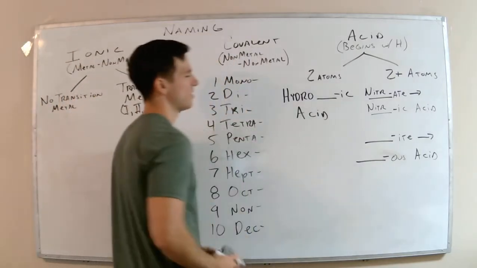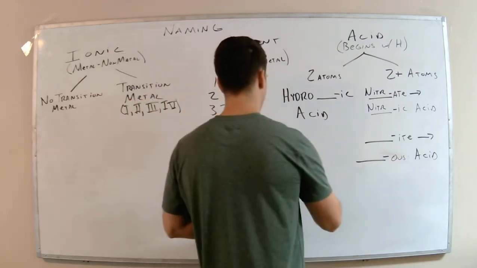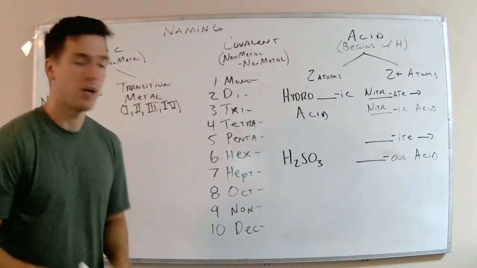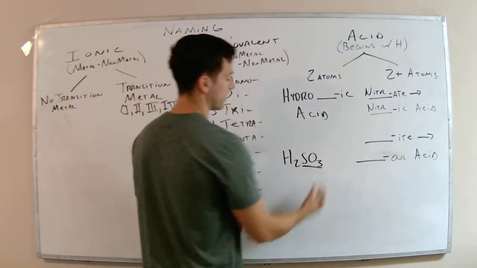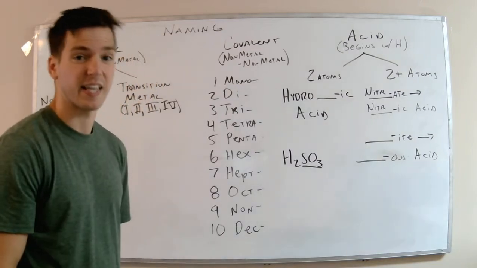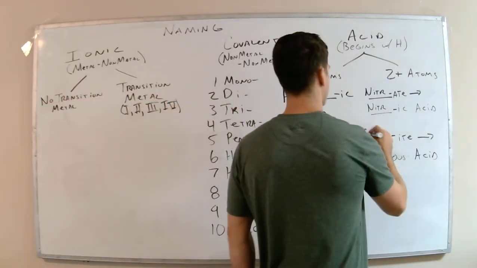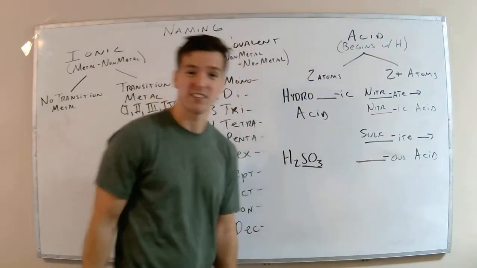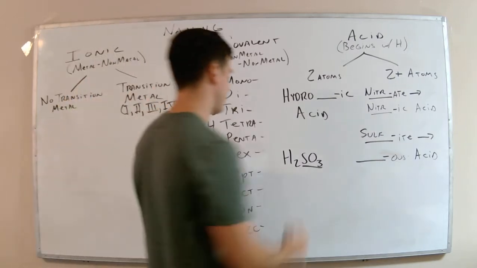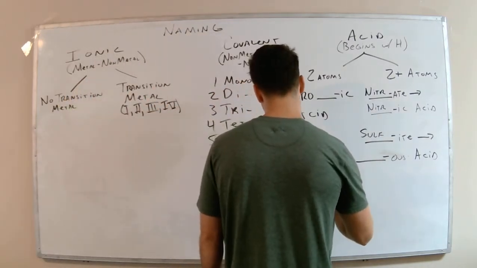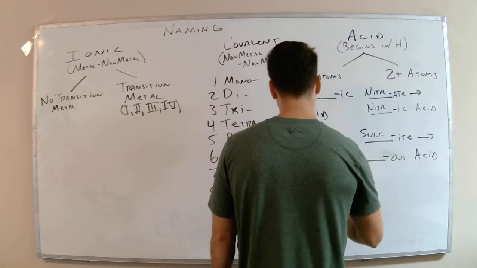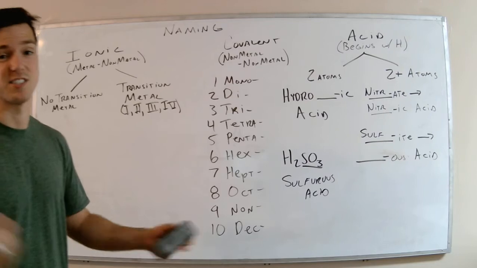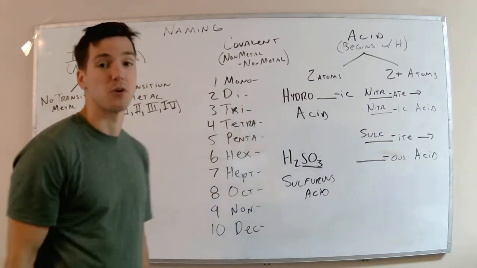Let's look at H2SO3. Again, it's got more than two atoms, so I'm looking at the polyatomic ion. That is sulfite. Sulfite will become sulfurous acid. Sulfurous acid is a better way to say it. I've heard it both ways, sulfurous acid and sulfous acid. I think it just depends, but I think the more common one is sulfurous acid.